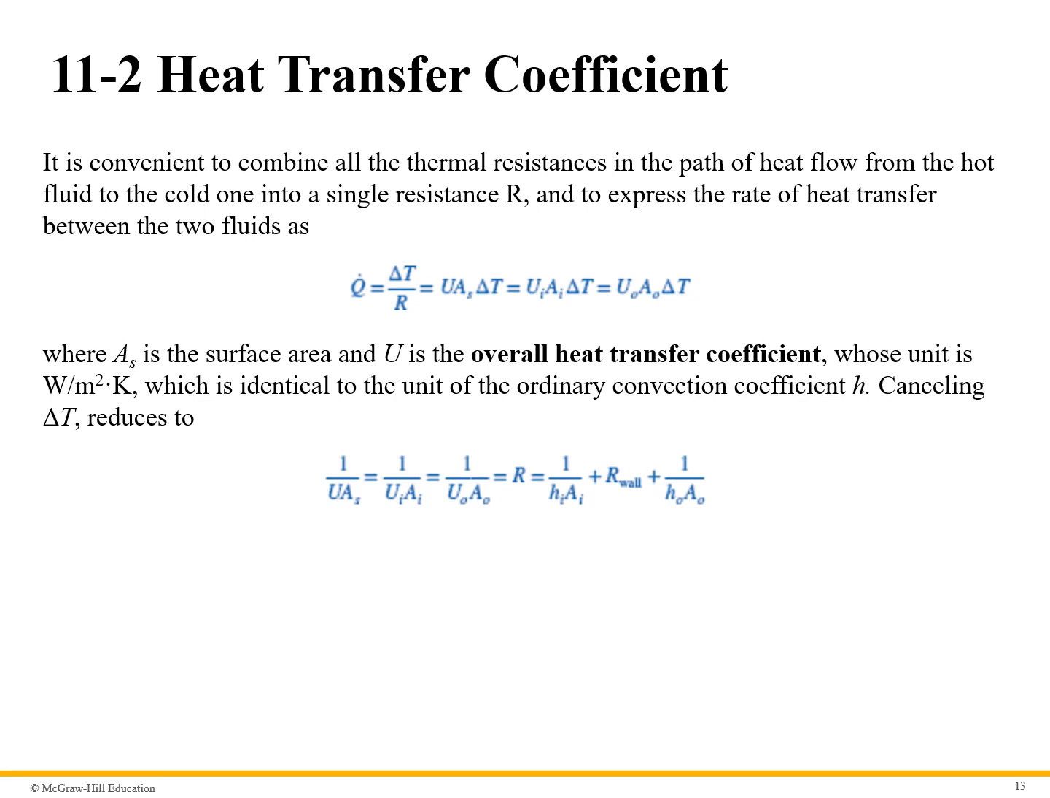It is convenient to combine all the thermal resistances in the path of heat flow from the hot fluid to the cold fluid into a single resistance value R, and to express the rate of heat transfer between the two fluids as shown in the following equation. In this equation, U is the overall heat transfer coefficient, whose unit is watts per square meter Kelvin. This is identical to the unit of the ordinary convection coefficient h. Here we can cancel out the delta T's, and this reduces to the following equation.